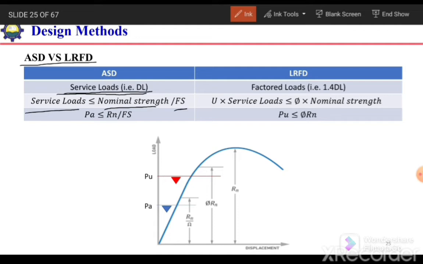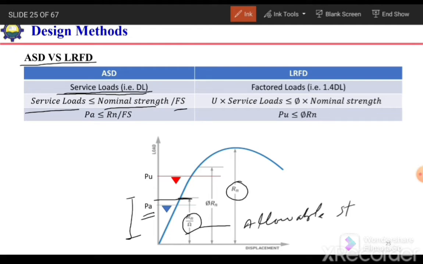In case of ASD, we apply the factor of safety on the strength of the member. For example, in this figure, we see the nominal strength of the member or section. We apply the factor of safety and reduce this strength and bring that strength into the elastic range. And then we compare it with the service loads. So the service load should be less than the available, allowable capacity. This is the approach used in the allowable stress design method, and we term this reduced stress as allowable stress.